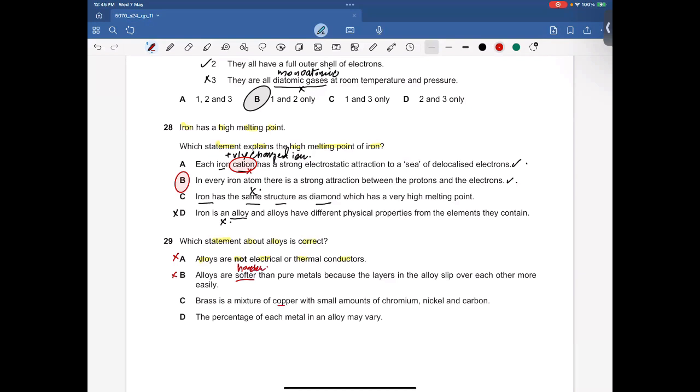Brass is a mixture of copper and a small amount of zinc. I think that statement is incorrect, with a small amount of zinc. It doesn't contain nickel, nor carbon, nor chromium. The percentage of each metal in an alloy may vary. Yes, this can be true, the percentage can vary from alloy to alloy, obviously, some have more and some have less. So this is correct.